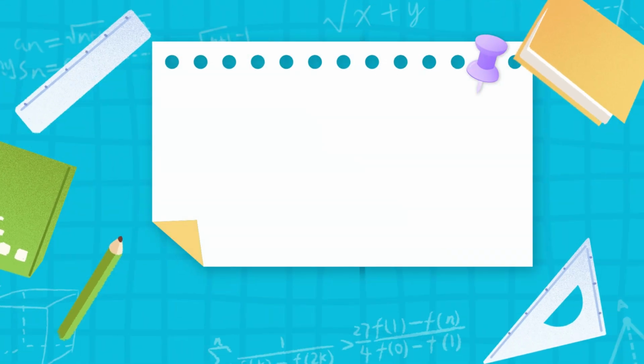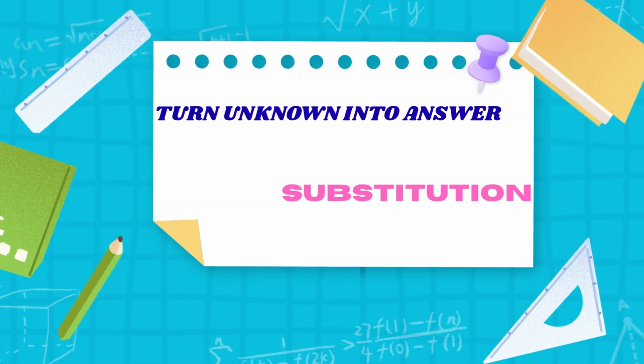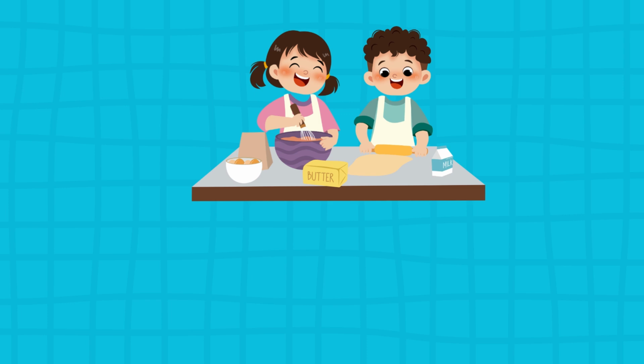Hello everyone, today we will learn how to turn unknown into answer, that is substitution. In sports, a substitute takes the place of another player. Here, player 6 is substituting player 2. In baking, for a healthier option, you might substitute applesauce for butter.